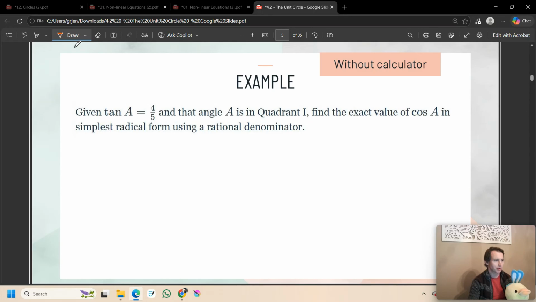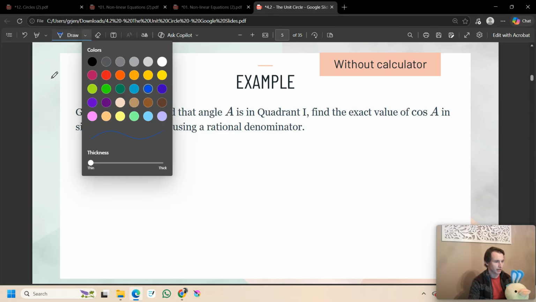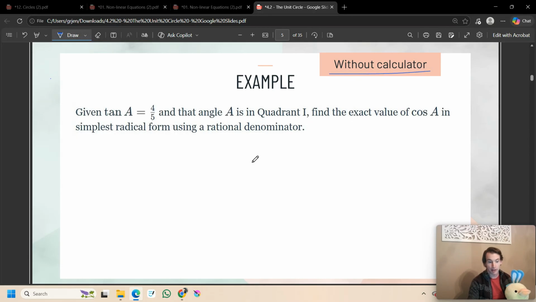So, suppose we were given this problem without a calculator. My goodness, the arithmetic we're going to need to know. We're told that tan A is 4 on 5 and that it's in quadrant 1. So we're going to go ahead and draw our coordinate axes. We know that tangent is opposite over adjacent, or in other words, the opposite side is the y value divided by the x value. The opposite is always y, and the adjacent is always x.